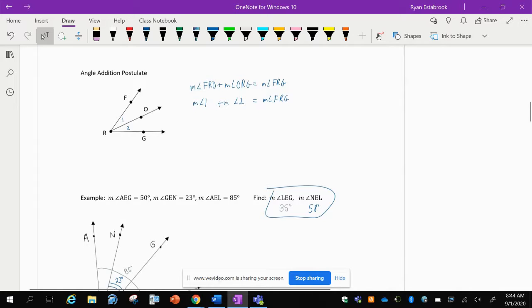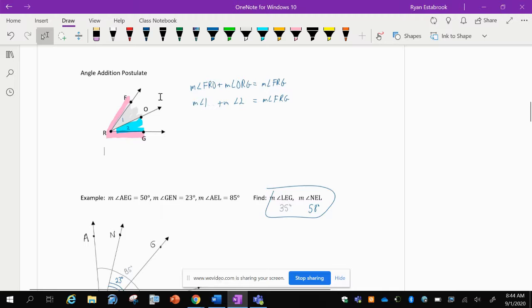We have an angle addition postulate. So postulates are the rules that don't need to be proved, generally because they're pretty obvious. So what we have here is that the measure of angle FRO, this gray angle, plus the measure of angle ORG, that would be this blue angle. If we add the gray angle and the blue angle together, it makes angle FRG, this entire pink angle. In other words, the 2 smaller angles that are not overlapping with each other add up to the entire angle.